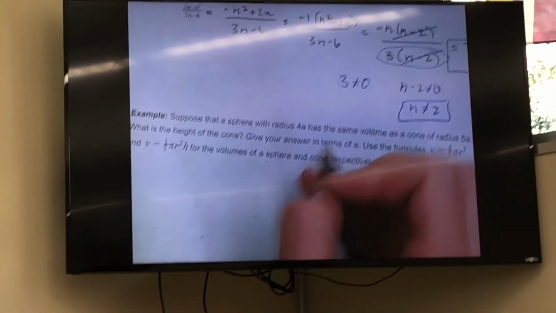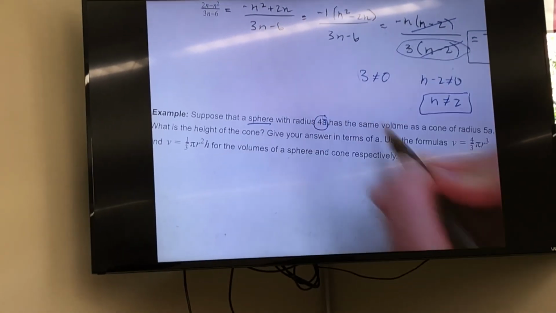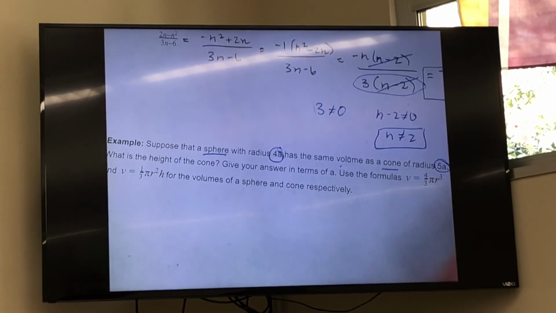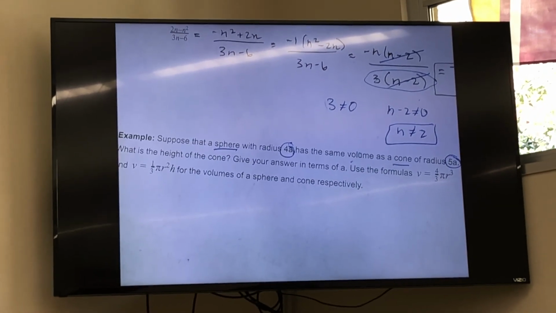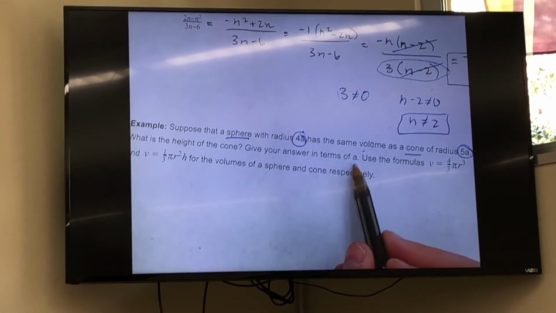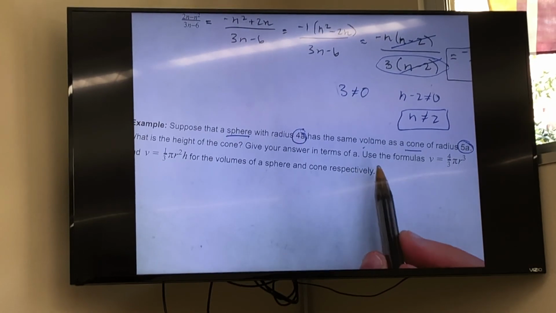Suppose that a sphere with a radius of 4a has the same volume as a cone with a radius of 5a. What is the height of the cone? So we're going to be looking for h. Give your answer in terms of a. So just leave a in there. We're just going to move everything around.